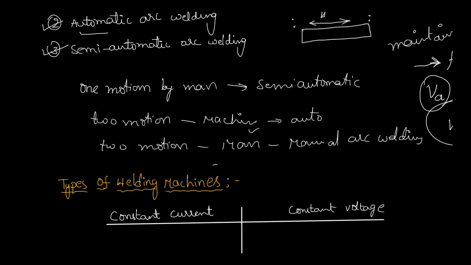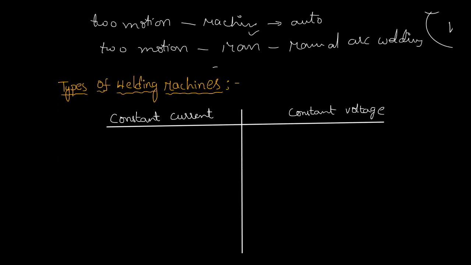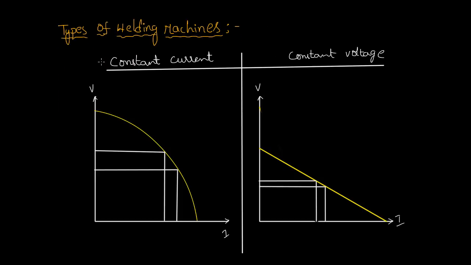And now come to the types of welding machines. What are the welding machines that we have? Constant current welding machine and constant voltage welding machine. Now here you can see the graph of voltage to current for constant current and voltage to current for constant voltage. In this graph you closely observe one thing.